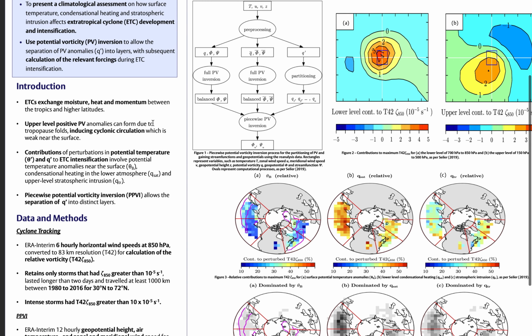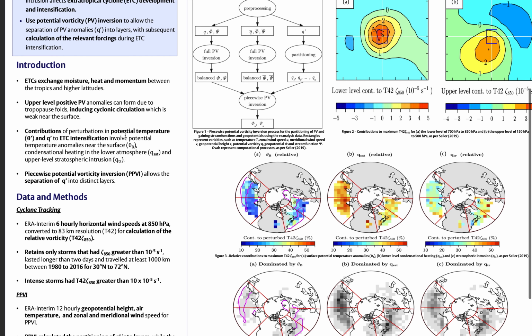And so extratropical cyclones are important as they exchange moisture, heat, and momentum between the tropics and the high latitudes. And the contributions of these perturbations in potential temperature and potential vorticity to the extratropical cyclone intensification involve potential temperature anomalies near the surface, lower atmospheric condensational heating, and upper level stratospheric intrusion.